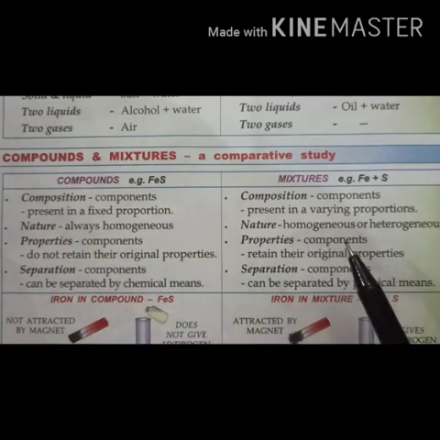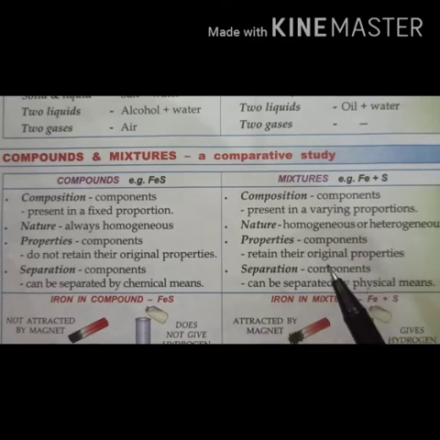But in a mixture, components retain their original properties. For example, when iron powder is mixed with sulfur powder, that iron powder can be easily removed from the mixture by using a magnet. They have the same properties. The properties of iron and sulfur are retained in the mixture.